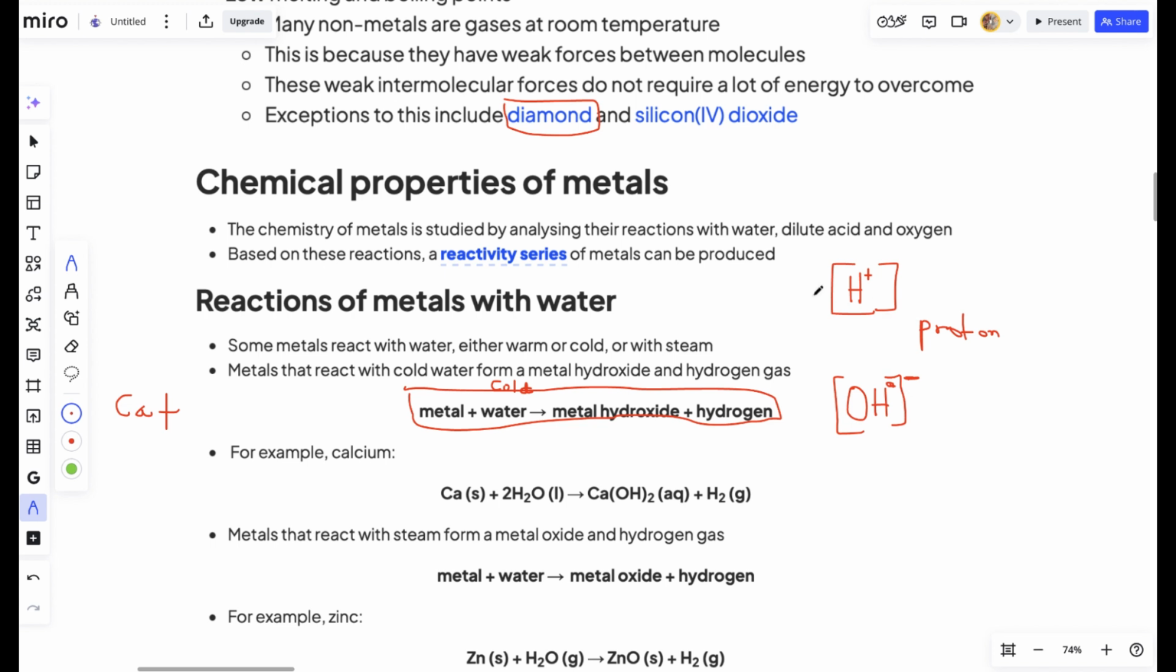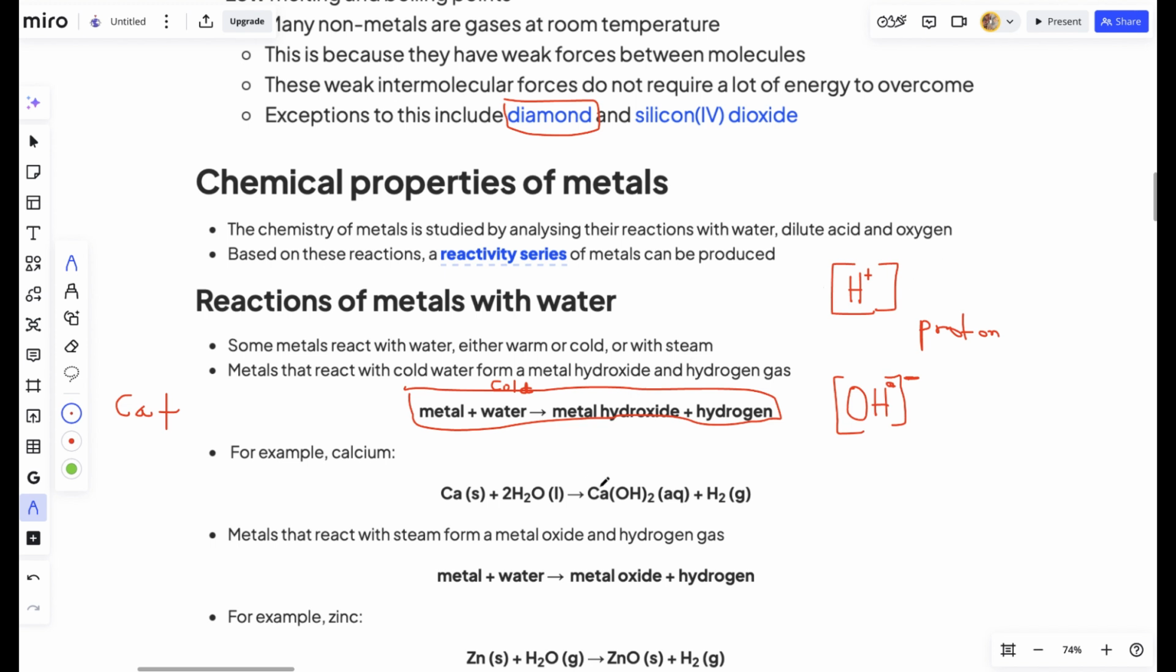That's it. Now let's move on. We take note. The first chemical property of metals is that they react with water. If they react with cold water, they produce metal hydroxide plus hydrogen gas. What if they react with hot water, steam? They will produce metal oxide, not hydroxide. Please take note of this. When they react with steam, they produce metal oxide and hydrogen gas. But when they react with cold water, they produce metal hydroxide.